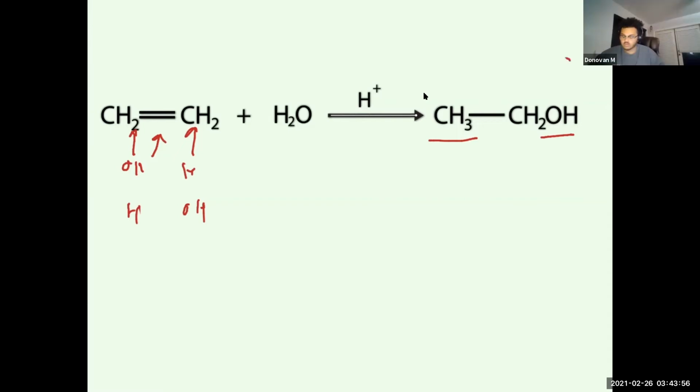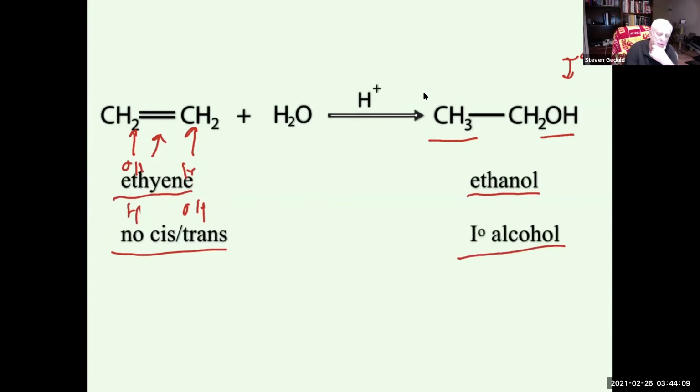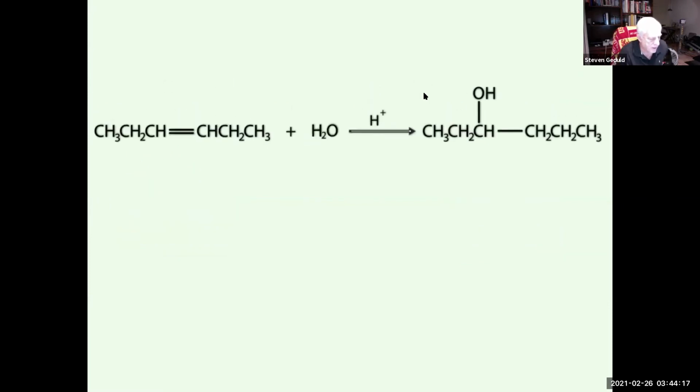Primary. Perfect. So ethene has no cis-trans isomers, like we said. Ethanol is a product and it is a primary alcohol. So we create a primary alcohol by adding across a double bond. Here's another compound. We need to name this one.